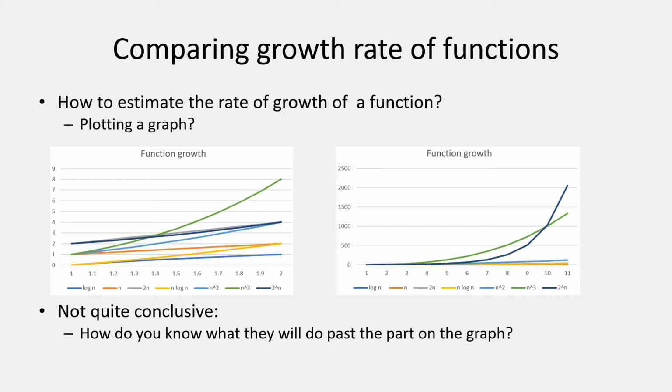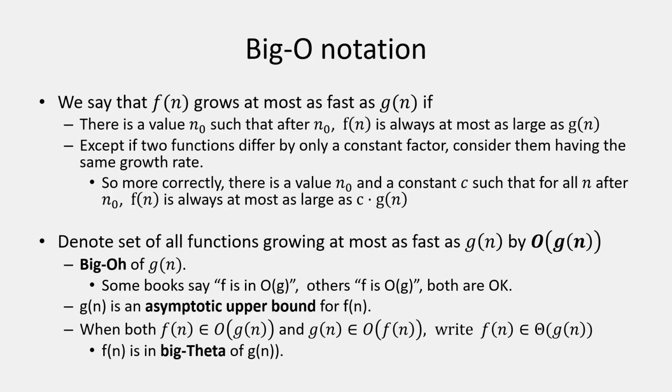So I would say that plotting is not conclusive because so far I haven't seen a proof that plotting something up to any specific number is going to tell you for sure what happens as n goes to infinity. And in fact, it's possible to construct counterexamples for any possible number up to which you grow your functions. So what else can we do?